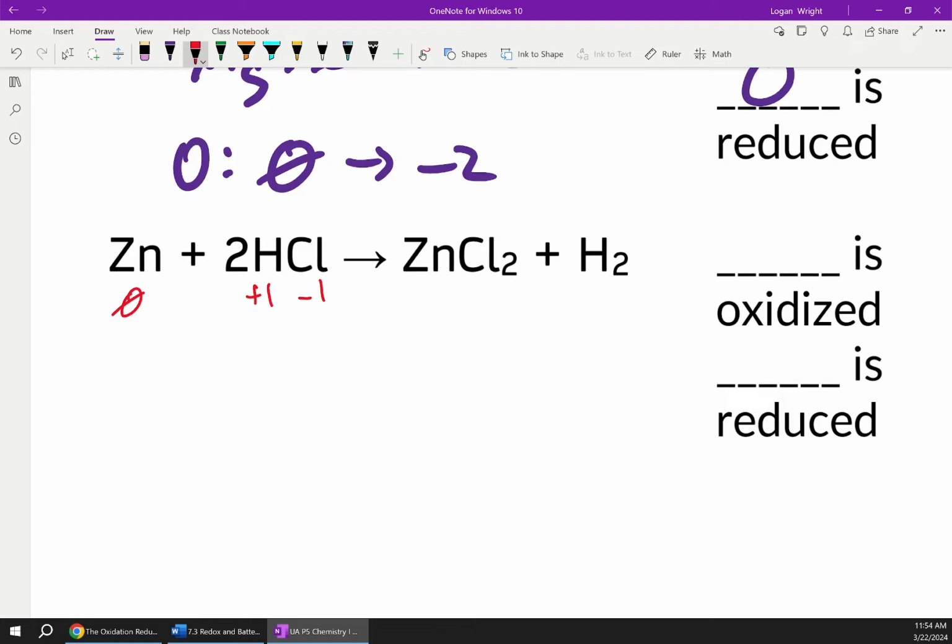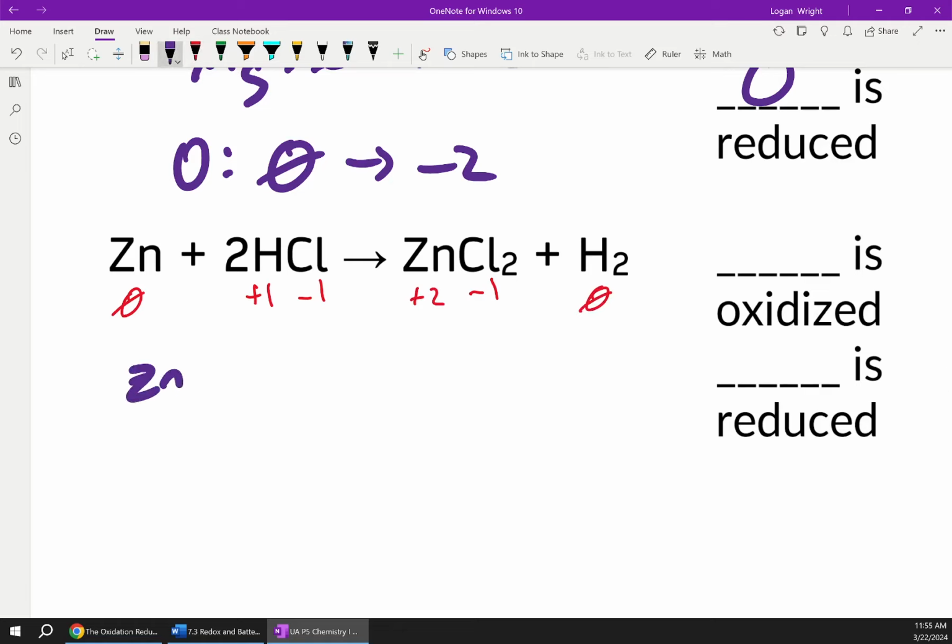Now, if I look at zinc chloride, what do we know? It's ionic, so we can look up the charges. I don't know the charge of zinc, since zinc is a transition metal. But we do know the charge of chlorine, -1. If my 2 chlorines are -1, my zinc has to be +2, and my hydrogen 0.